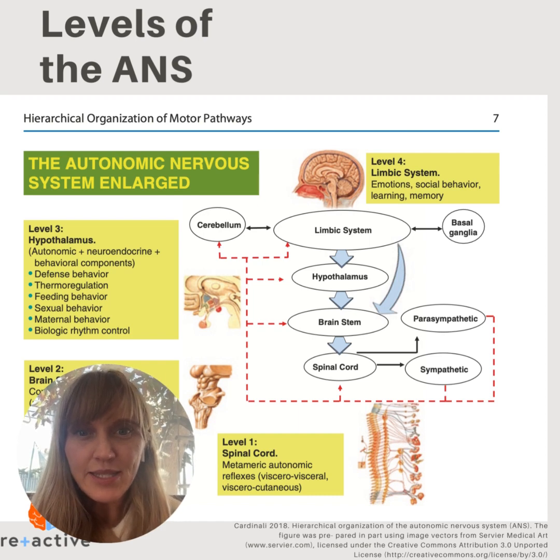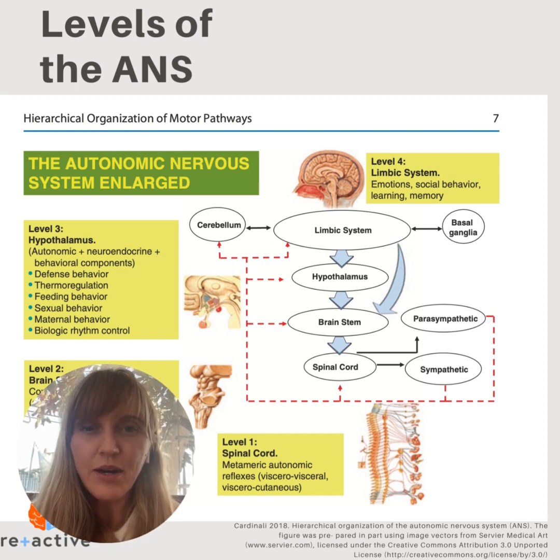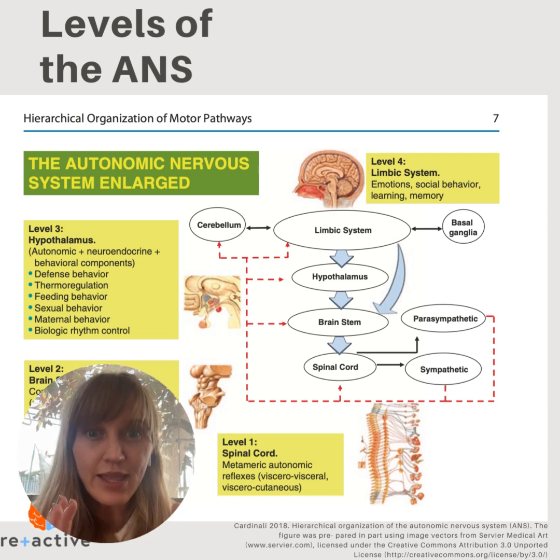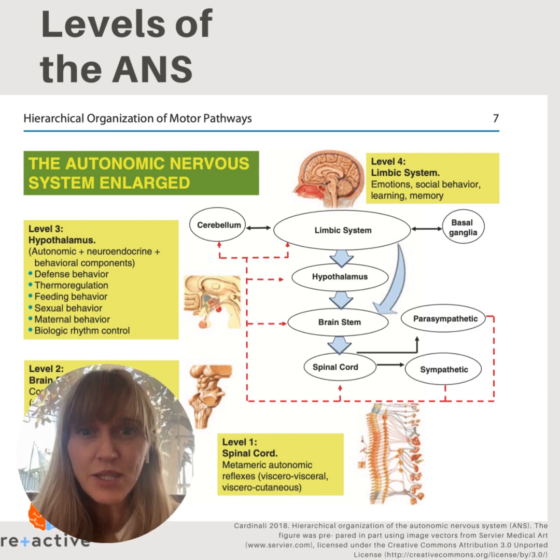Let's just look at this overall. I really love this hierarchical organization. This is from a textbook chapter by Cardinale, and you can see these levels from the spinal cord. I think this is the picture that you typically see with the parasympathetic and sympathetic nervous system components that are innervating all of those very important organs and organ systems in our body to control automatic processes and homeostasis. The second is the brainstem.